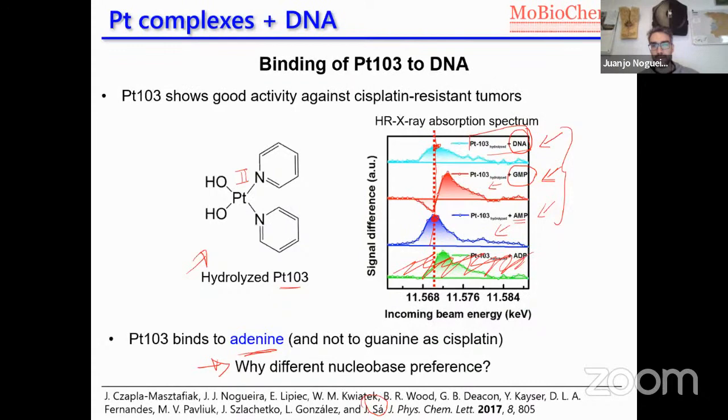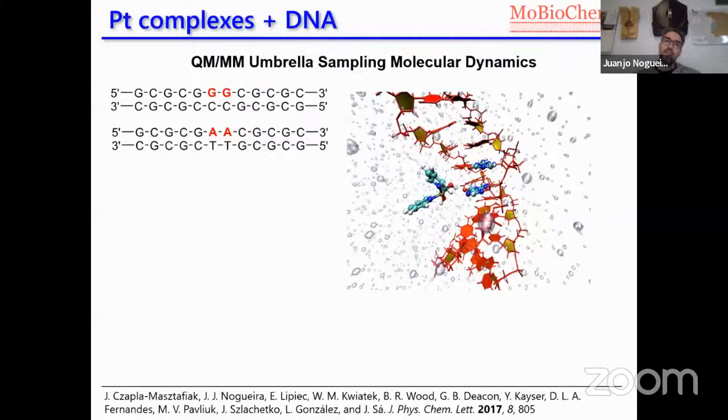Okay, so what did we do? We set up two different DNA strands. Okay, in the first one, in the middle of the strand, we have two guanines. In the second strand, we have two adenines in the middle. And then what we did was to run umbrella sampling simulations. Now you know what umbrella sampling is.